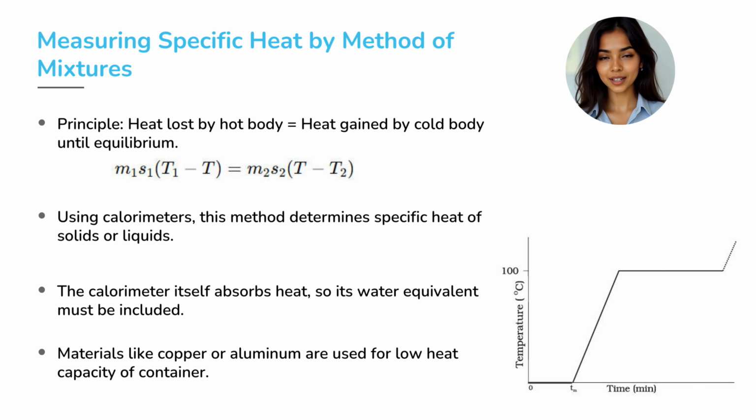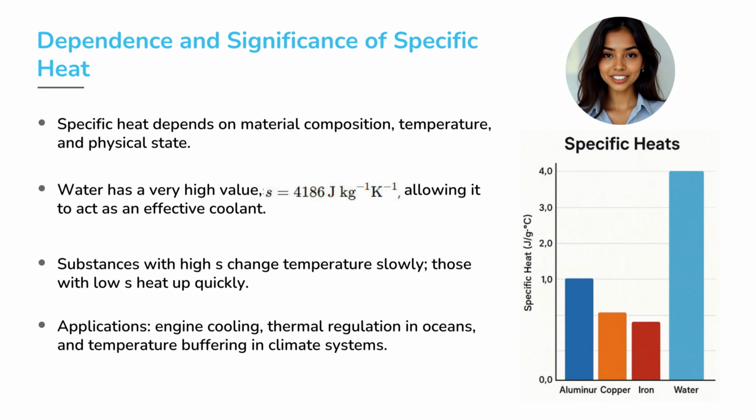As shown in the figure, the calorimeter ensures that almost all heat exchange happens only between the sample and the water, giving us an accurate value of specific heat. Now let's see how specific heat changes across substances and why it's so important in nature and technology.